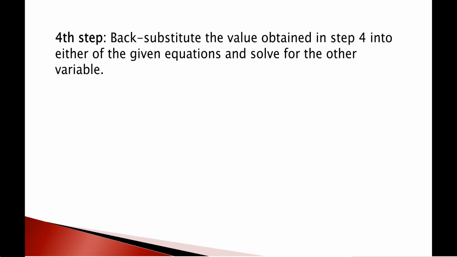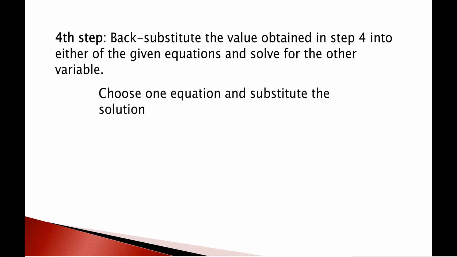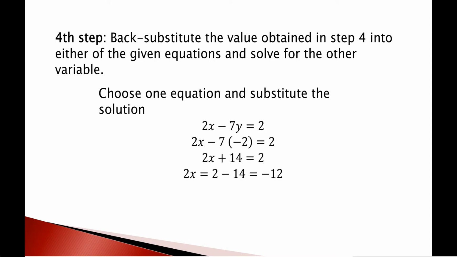In our fourth step, we are going to back substitute the value that we obtained in step 3 into any one of the equations, and solve for the remaining variable. So let's pick one equation. In that case, we pick the first equation, 2x minus 7y equals 2, and we substitute negative 2 for y, the solution that we obtained in step 3, and solve for the x variable. After solving it, we get x equals negative 6. So our proposed solution is negative 6 and negative 2.